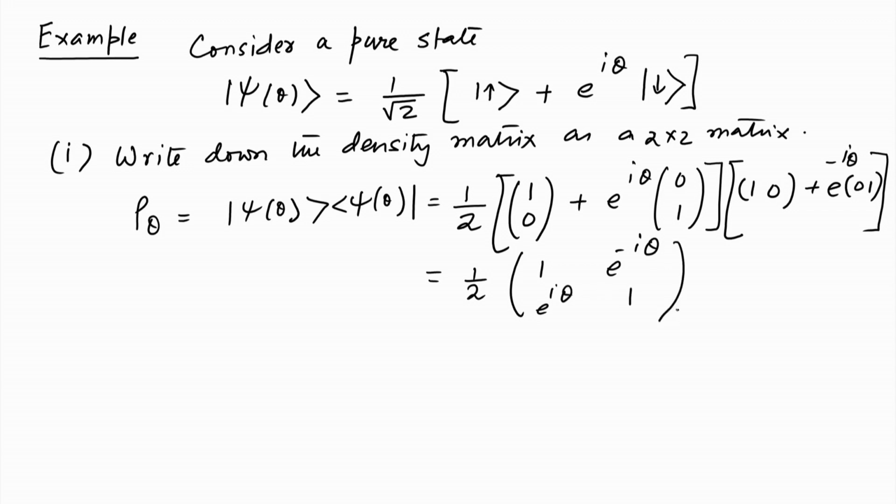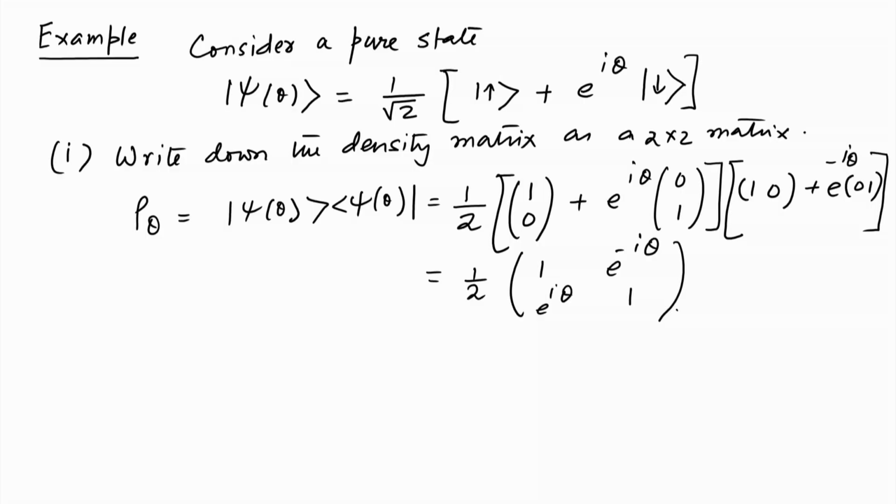The important thing to notice is that the diagonal elements, which are the probabilities, are half and half, as it should be with the factor of half outside. However, the coherence terms between the up and down spins now depend upon theta.